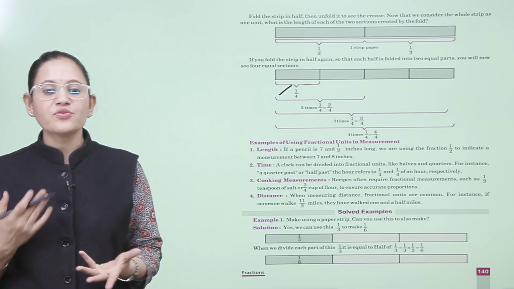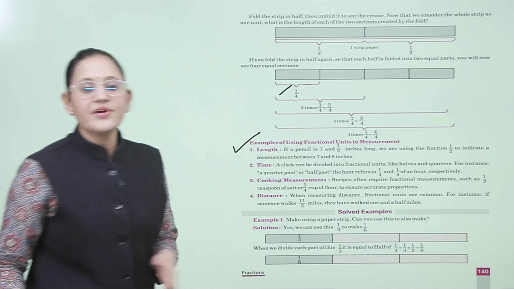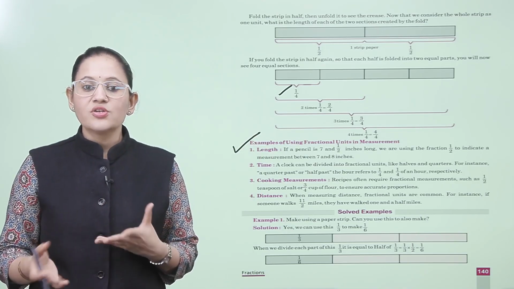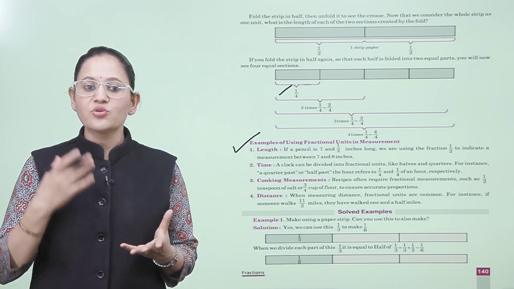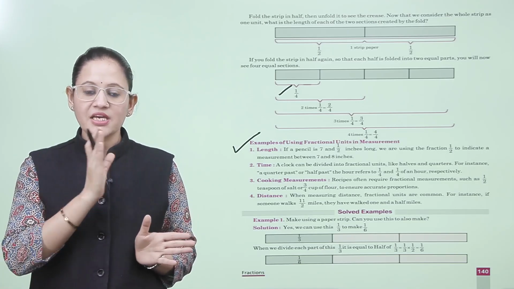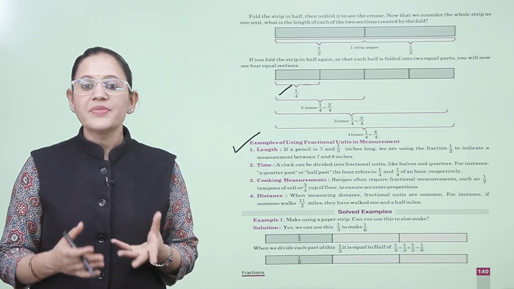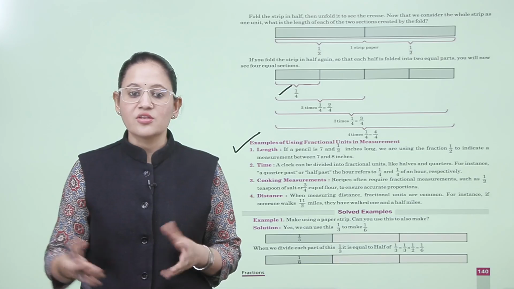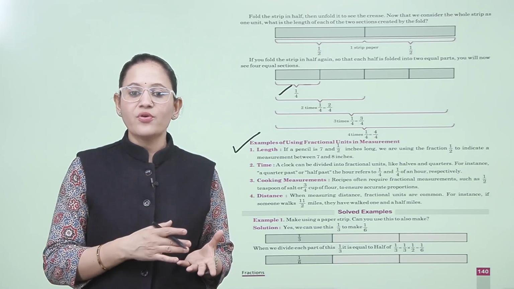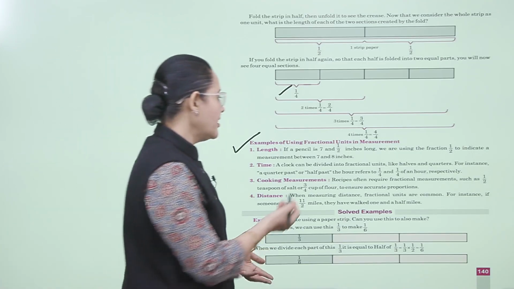Next, examples of using fractional units in measurement. First, length. The pencil is 7 and 1/2 inches long. So we are using the fraction 1/2 to indicate a measurement between 7 and 8 inches, because we are representing a half. Time: a clock can be divided into fractional units like halves and quarters. Quarter past and half past the hour represent 1/4 and 1/2 of an hour. Clear?